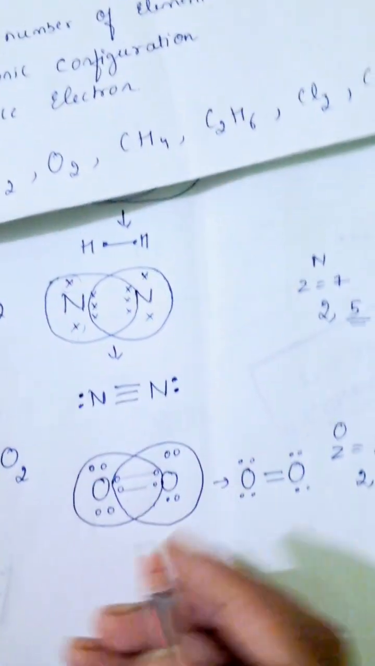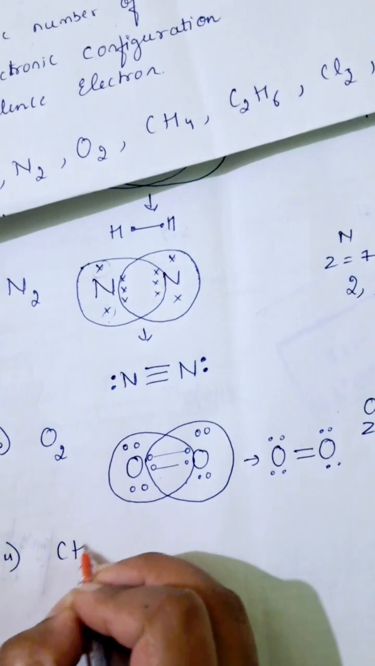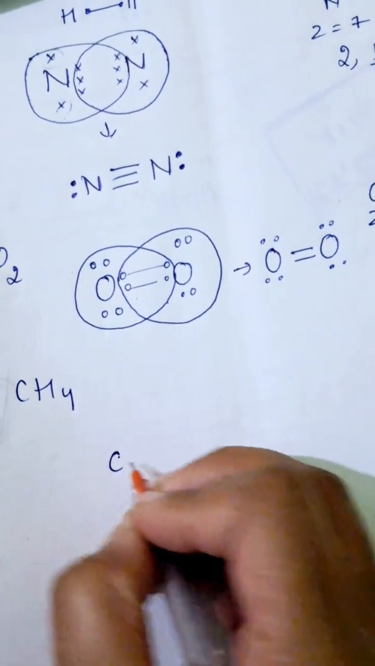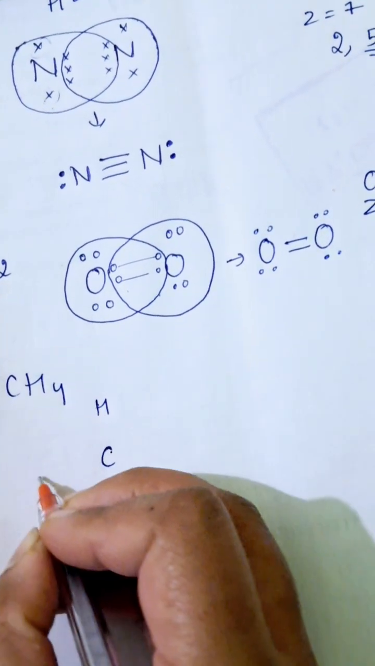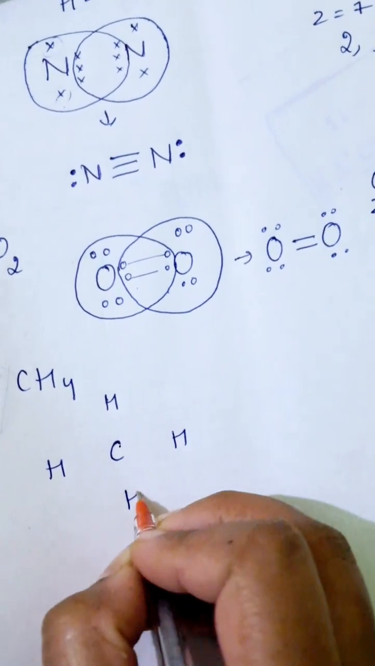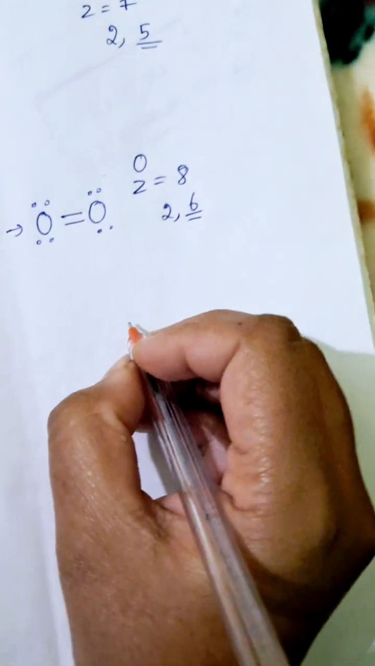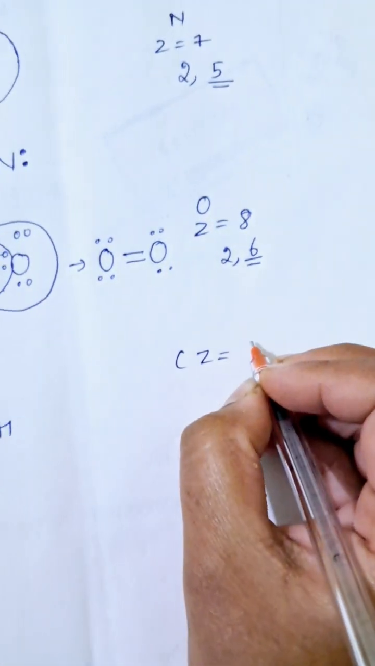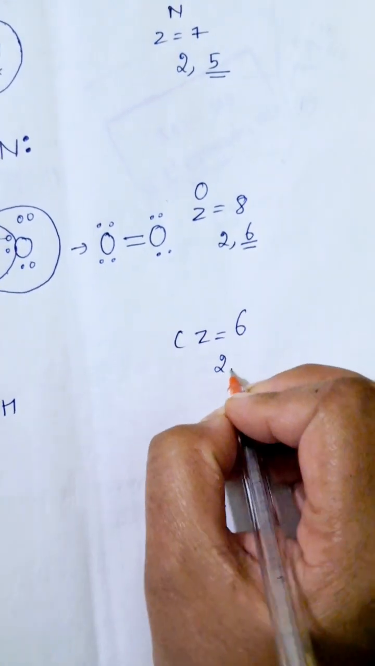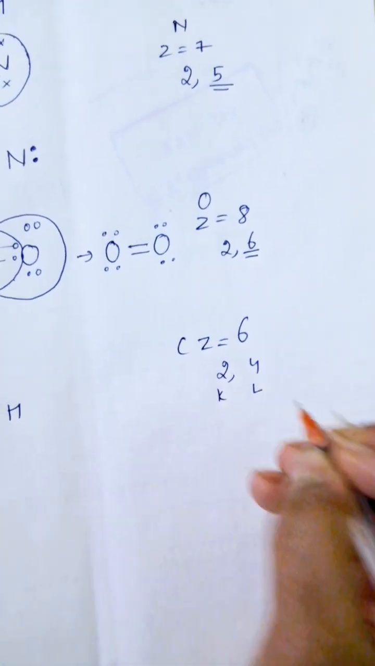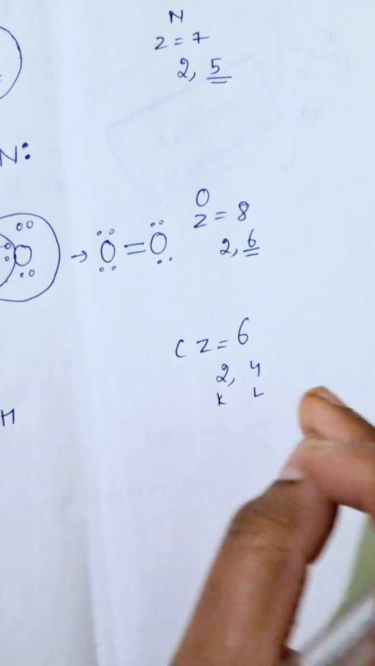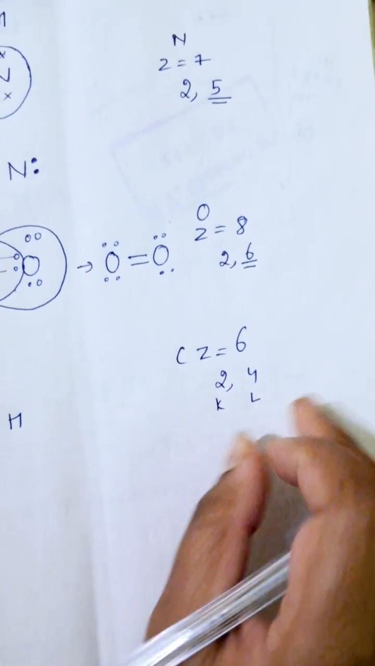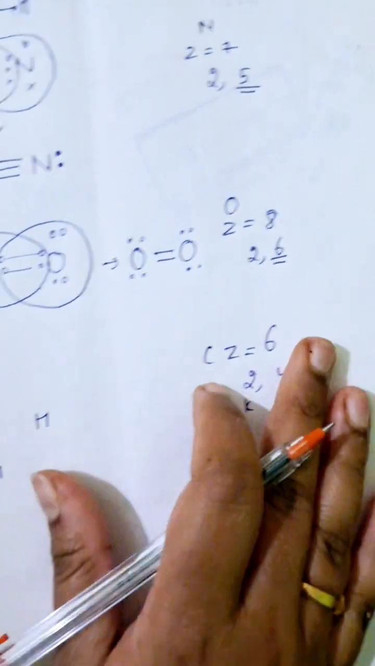Next, let's take methane, CH4. Here in the structure, we have one carbon atom and four hydrogen atoms at the terminals. What is the atomic number of carbon? The atomic number of carbon is 6, so the distribution of electrons will be 2, 4: K shell 2, L shell 4. So it has 4 electrons, and carbon requires 4 more electrons to satisfy the octet rule. And hydrogen, we already know, requires just 1 more electron.